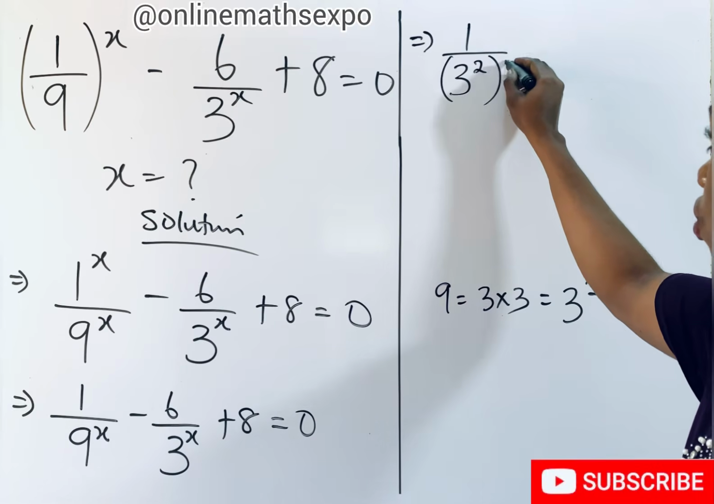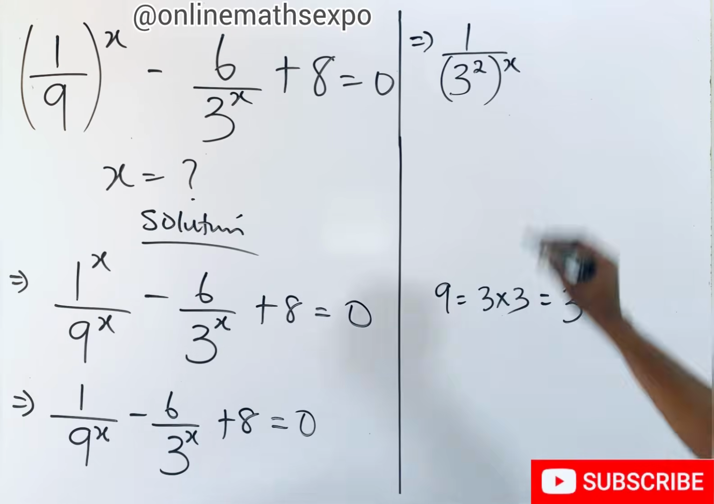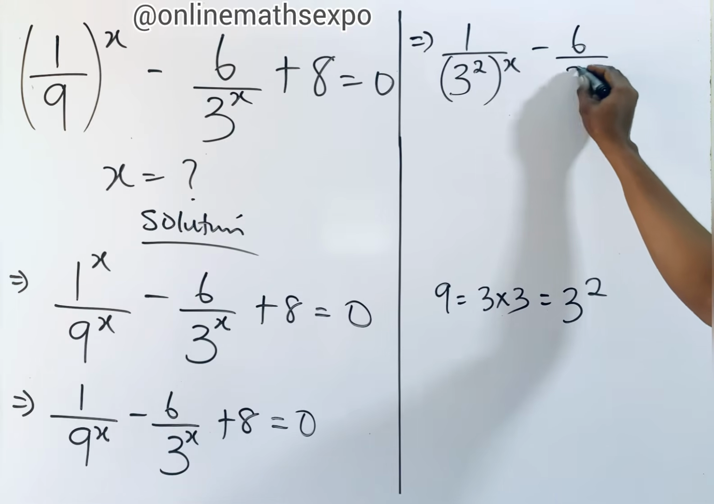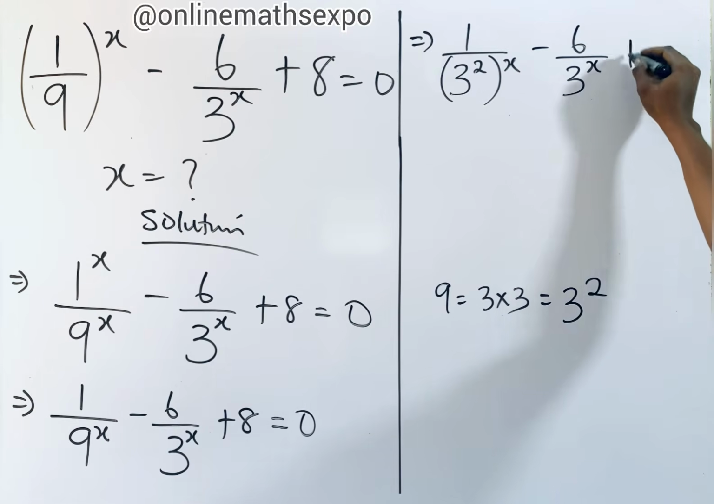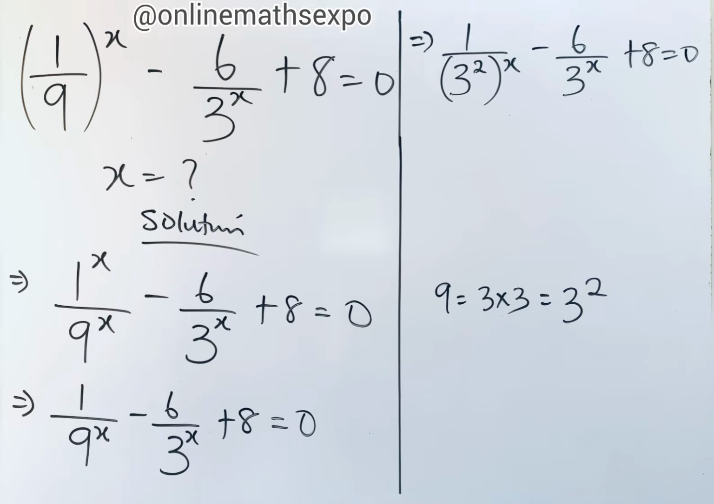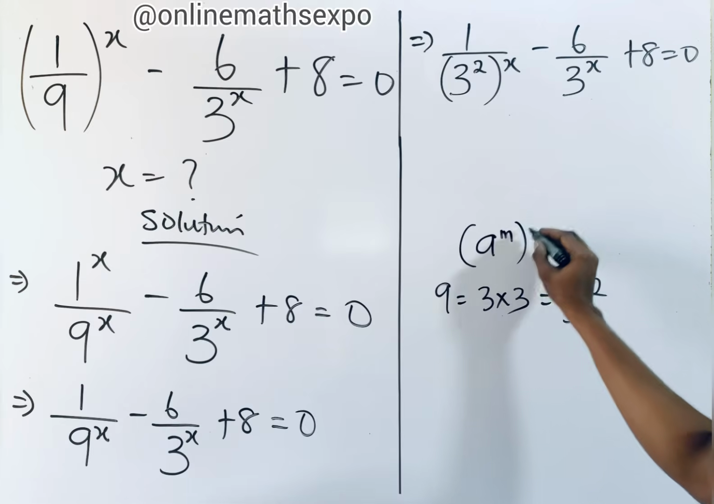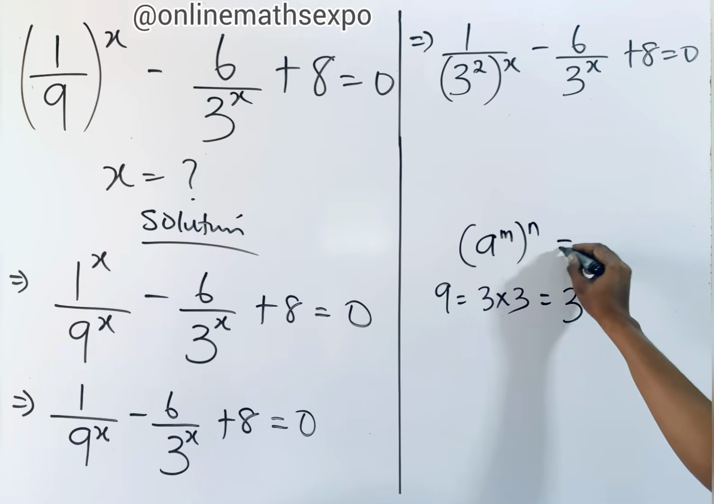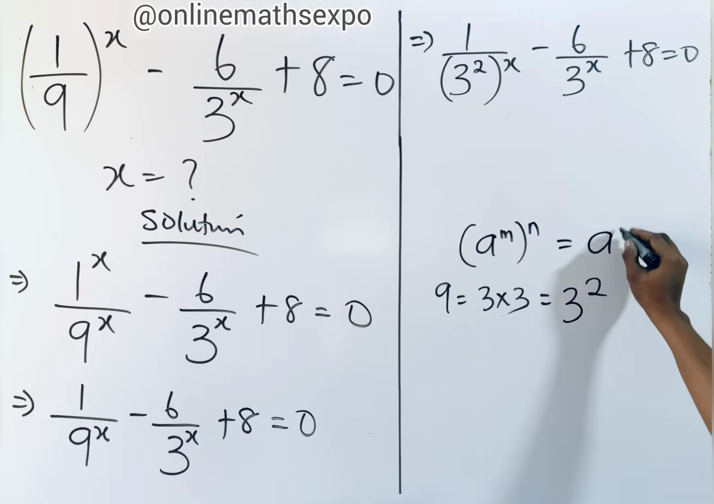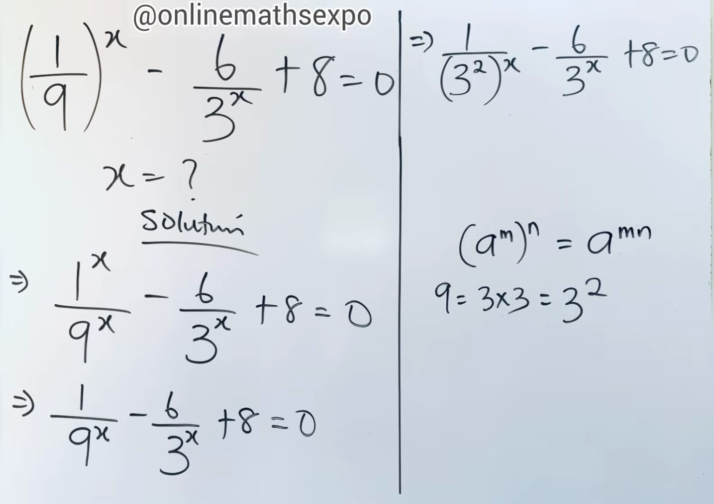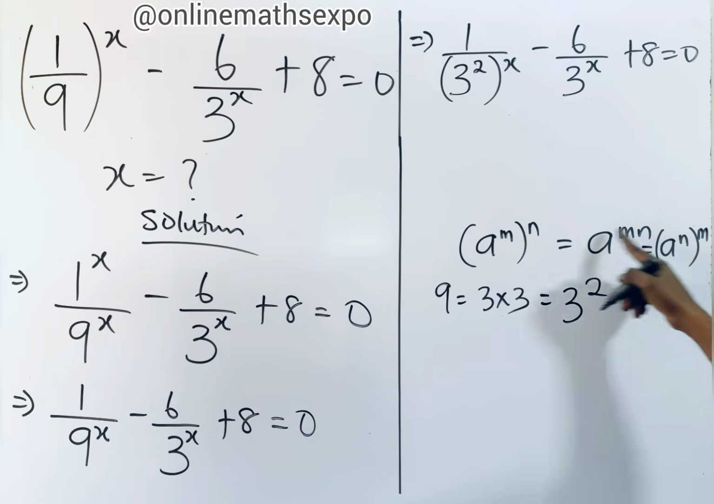Now when you have this, you can write it to be 1 divided by 3 to the power of 2 raised to the power of x, okay, minus 6 divided by 3 to the power of x plus 8 is equal to 0. Now remember, each time you have a to the power of m raised to the power of n, the powers will multiply. So you have a to the power of mn. This is also the same as a to the power of n then raised to the power of m, meaning that you can still switch the powers.